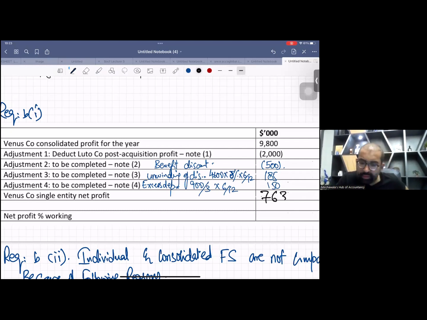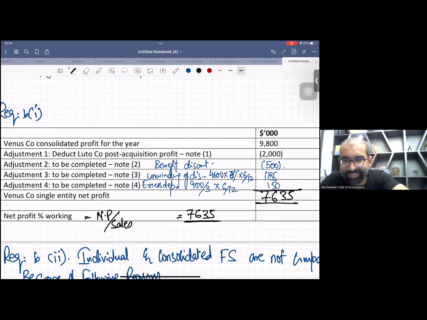This is your profit of individual books, 7635. Now, net profit percentage. Again, I'm writing the formula: net profit upon sales. Now, one tricky thing. What is the net profit? The new net profit is 7635. Now the last dodge is left. You have to work as if there is no consolidation.